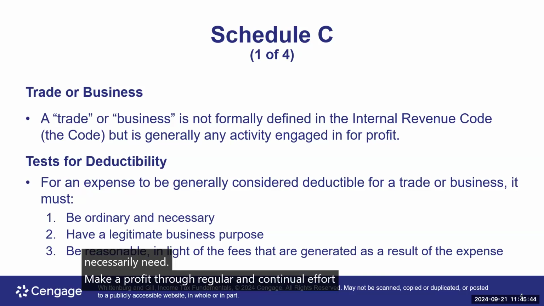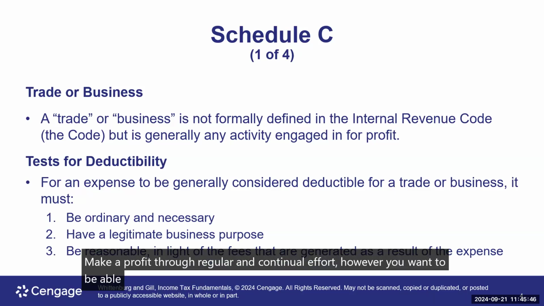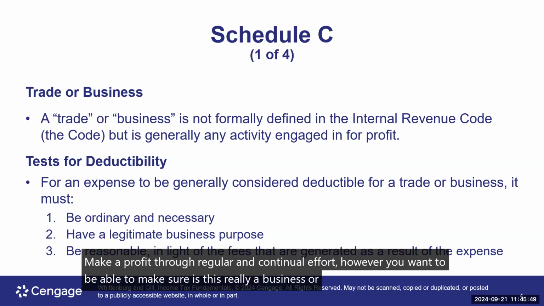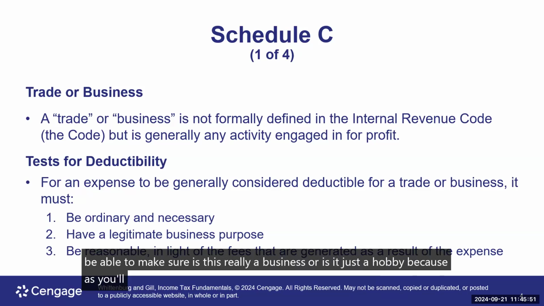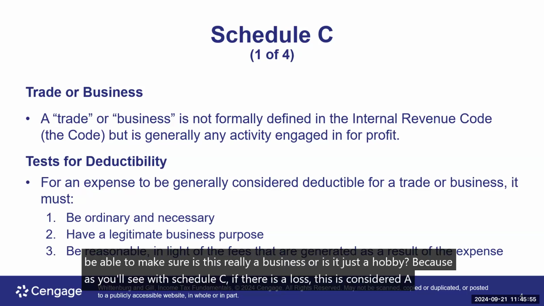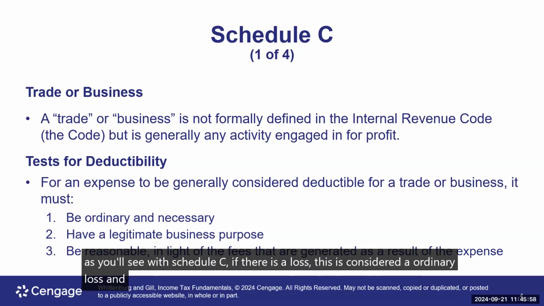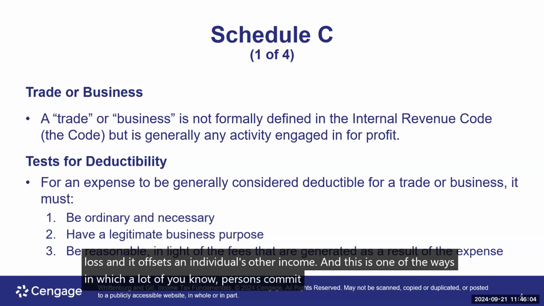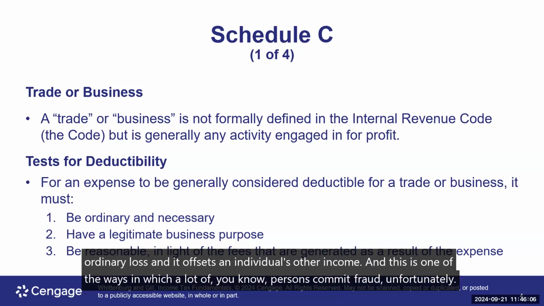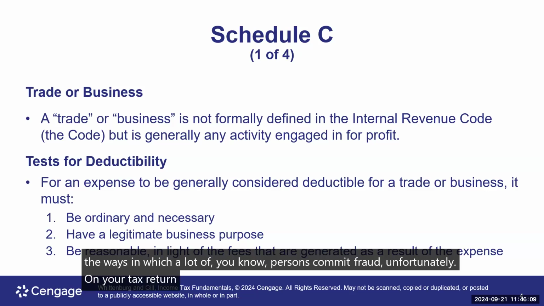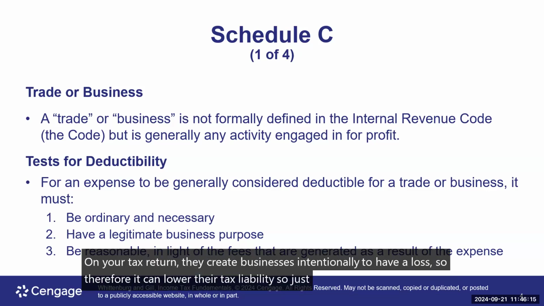However, you want to make sure: is this really a business or is it just a hobby? Because as you'll see with Schedule C, if there is a loss, this is considered an ordinary loss and it offsets an individual's other income. This is one of the ways in which a lot of persons commit fraud, unfortunately, on their tax return. They create businesses intentionally to have a loss, so that it can lower their tax liability. So just something to be aware of.